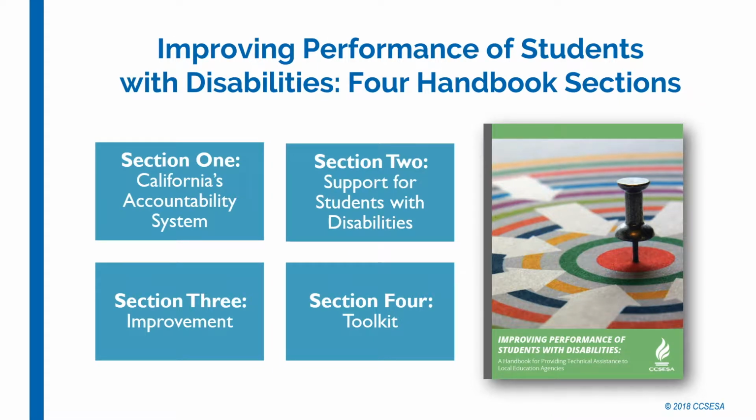The Improving Performance of Students with Disabilities Handbook is divided into four sections. Section 1, California's Accountability System. Section 2, Support for Students with Disabilities. Section 3, Improvement. And Section 4, Toolkit. A downloadable copy of the handbook is attached to this module for reference.